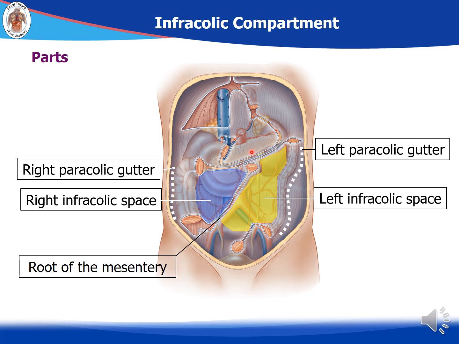So the total infracolic area we can divide, from the left side, into the left paracolic gutter, left infracolic space, right infracolic space, and right paracolic gutter. Sometimes on the other side, this is also considered a paracolic gutter, and this other drain-like area is also considered a gutter, but it is continuous with the infracolic space.